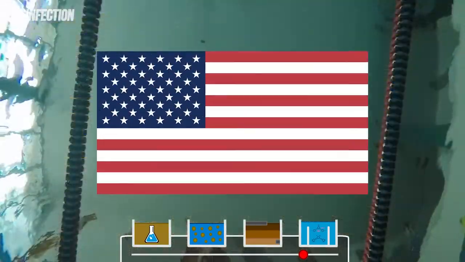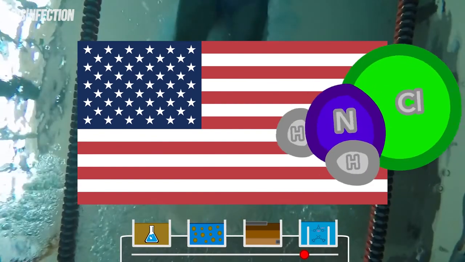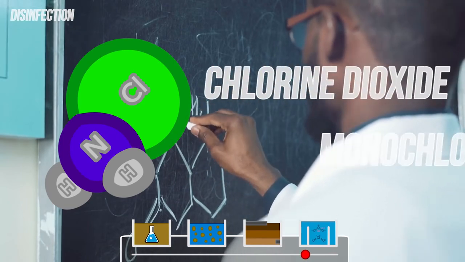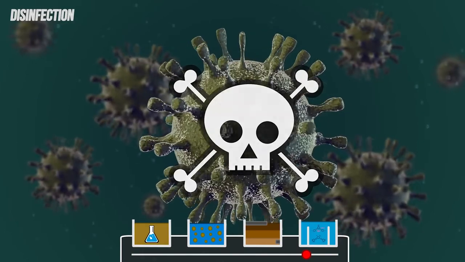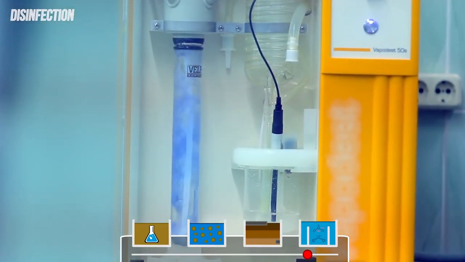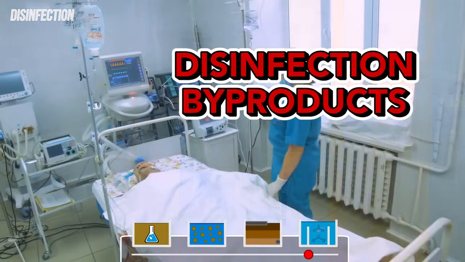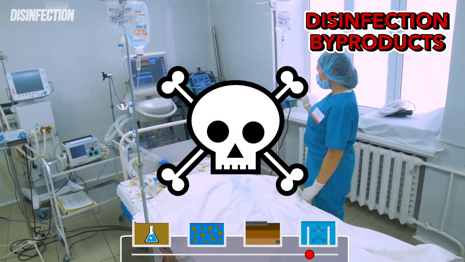In the US, the main method of disinfection is by adding chloramines, or chlorine-based compounds. These compounds, such as chlorine dioxide or monochloramine, work to kill microorganisms. One downside to this process, though, is that these chemicals can react with other organic material in the water to create disinfection byproducts. These disinfection byproducts are harmful to human health and have to be prevented or mitigated.